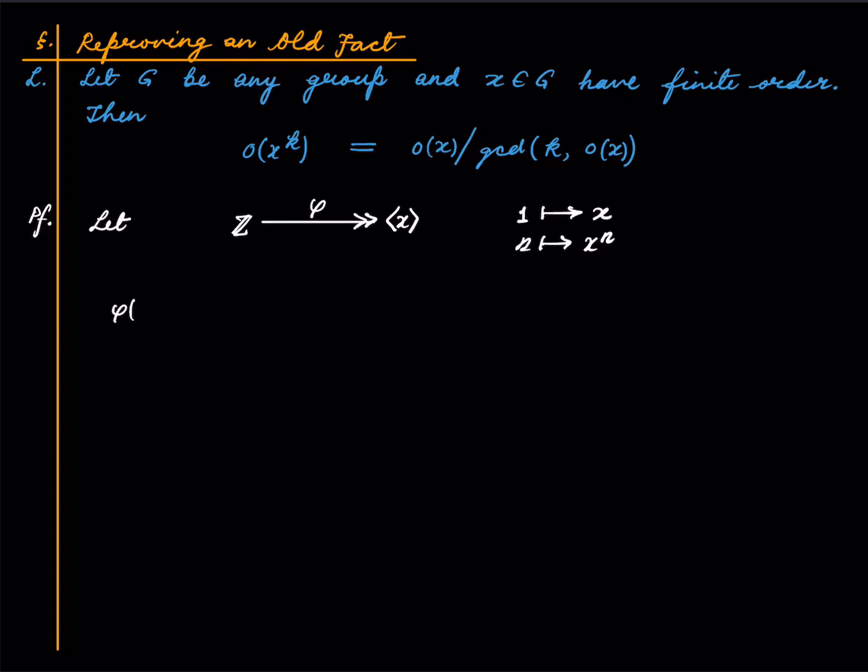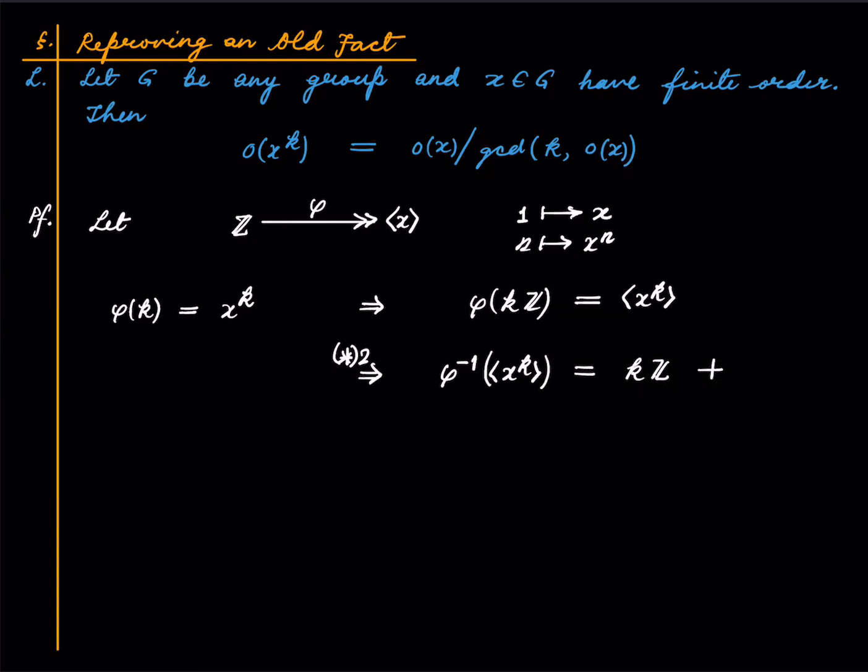Okay, so phi of k is x to the k, which implies phi of kZ is the subgroup generated by x to the k. Right? And now by the second star marked problem, we have phi inverse of the subgroup generated by x to the k is kZ plus kernel phi. This plus appears because we are using the additive notation in Z. In the problem, you'll see a multiplication, but that's because the group Z is abelian, and we are using the additive notation. So that's what phi inverse of x to the k is.